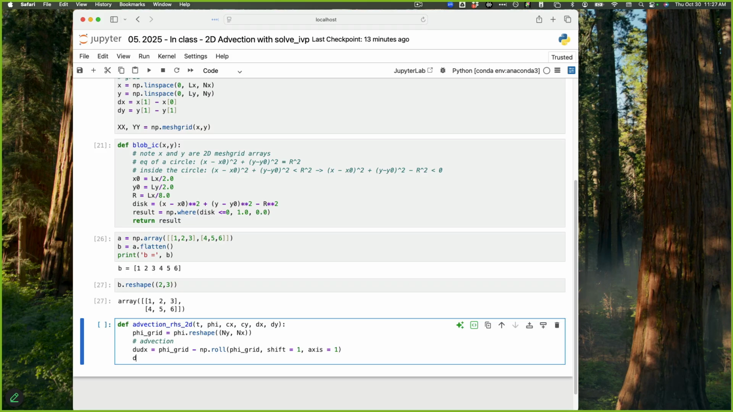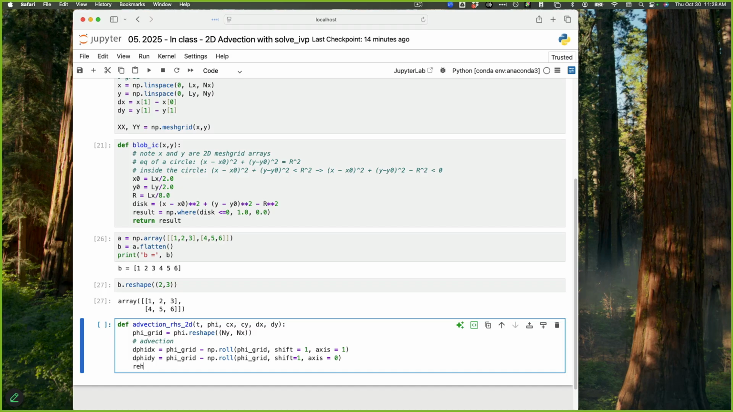And then d phi dy, now, again, is going to be phi ij minus phi ij minus 1. But j is axis 0. Agreed? So it's going to be phi grid, that's phi ij, minus numpy.roll, phi grid, and we're going to shift by 1, again, because this is backward differencing. Shift equal 1, and then my axis is 0. So be careful you do that, otherwise you'll mess things up.